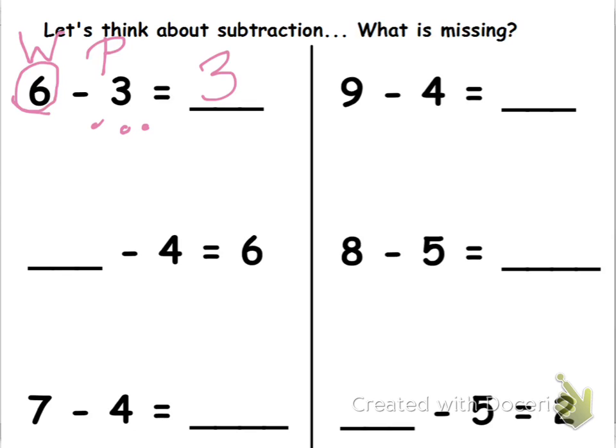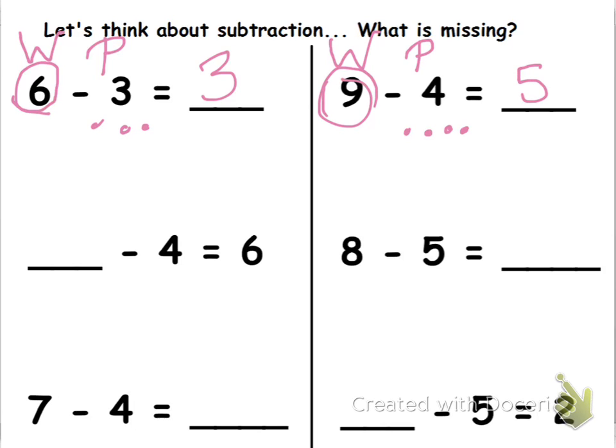Now 9 minus 4. Now we know that the whole has to be in front of that minus sign. So I'm circling my whole, putting a W. And this 4 is our part. So we have to count backwards 4 times. So now it's 9, 8, 7, 6, 5.